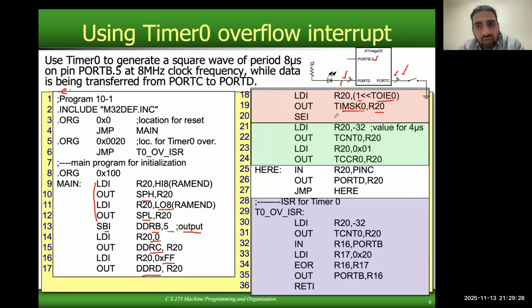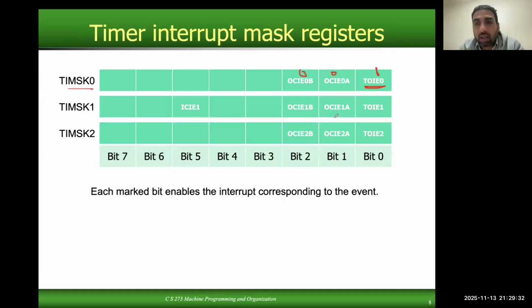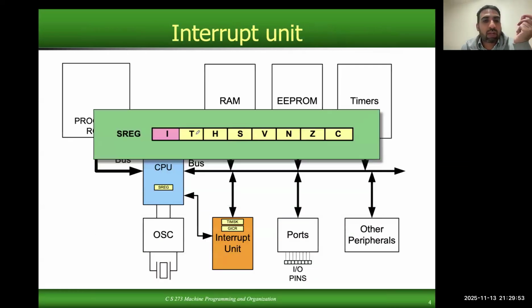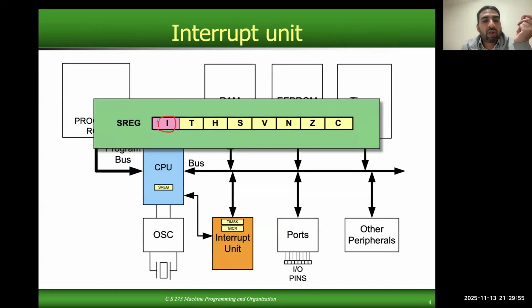But this is not enough, right? This is not enough for enabling the interrupt. Remember, there are two levels, or two stages, for enabling the interrupt. First, you enable the interrupt in which you are interested, for example, in this case, the overflow interrupt of timer 0, which we have already enabled by writing 1. And then you also need to enable the global interrupt in the SREG register, if you remember. There you need to write 1.